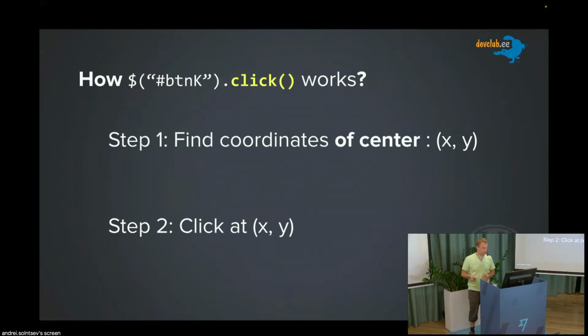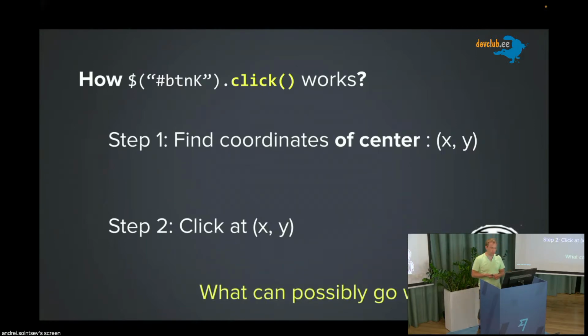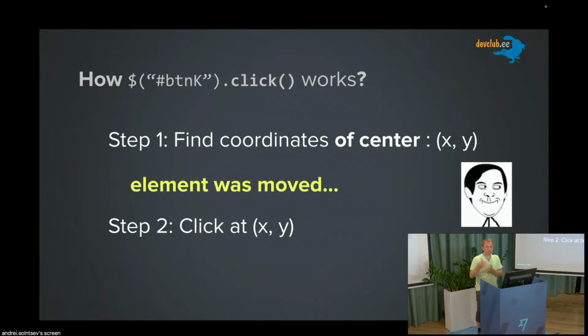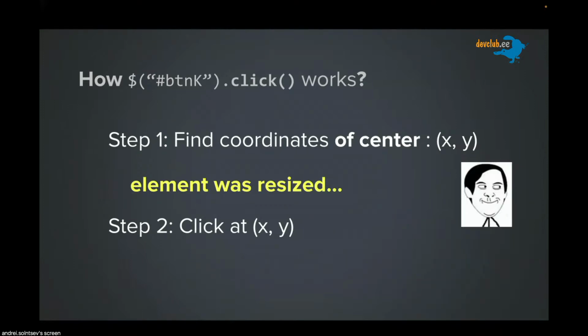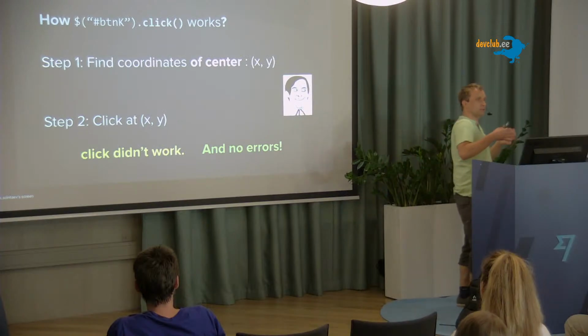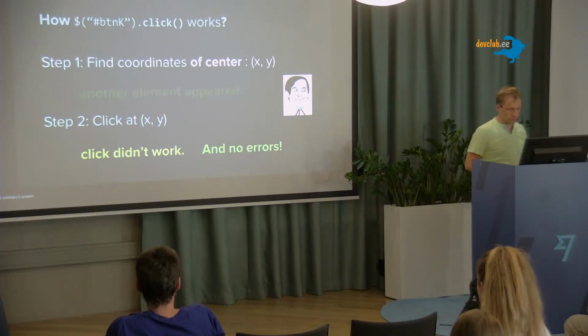What might go wrong? Yeah, what can possibly go wrong? If something happens in between these two steps, for example, if between these two steps the element was moved, was resized, or some other element was resized exactly at this moment, Selenium clicks at this point, but at this moment the element is not at this place anymore. So yeah, it often happens.